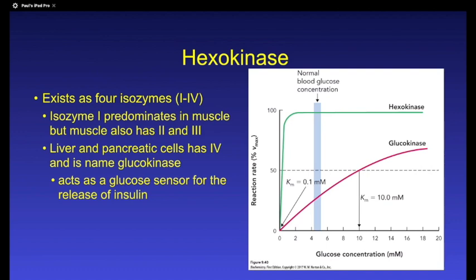In the hexokinase, there are actually 4 isozymes. Isozyme 1 is called hexokinase, and isozyme 4 is predominantly found in liver, and it's called glucokinase, because they act differently. And so we look at the activity of the enzyme as a function of the concentration of glucose. And you can see glucokinase and hexokinase are different.